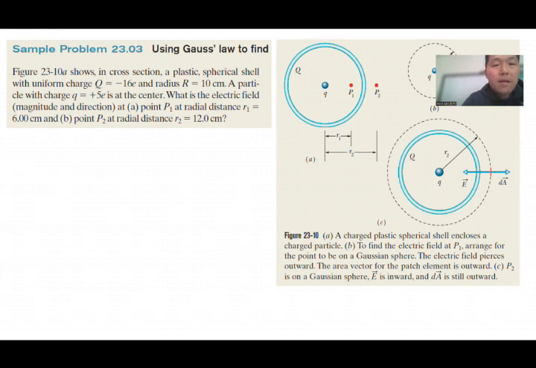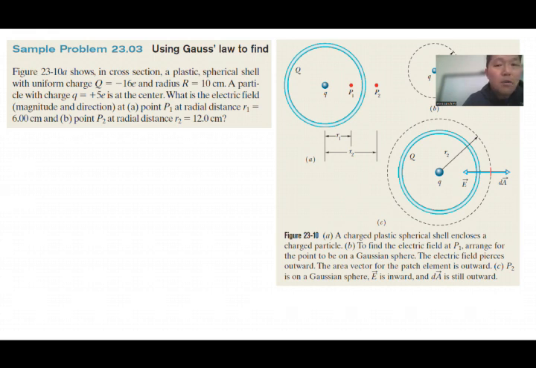What is the electric field at the point P1 at the radial distance of 6 centimeters and at the point P2 at the radial distance of 12 centimeters? So basically, this is a typical problem using Gauss's law. You have a point charge, which is a source of electric field that radially creates electric field outward, or in the case of a negative charge, the electric field converges into the point charge as a sink.